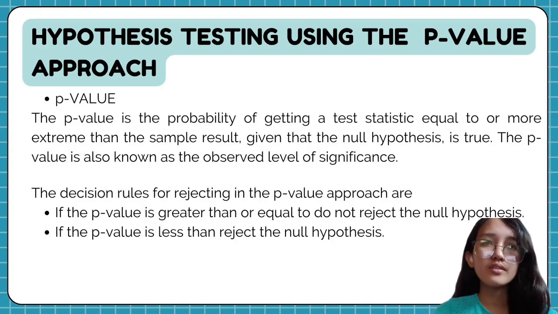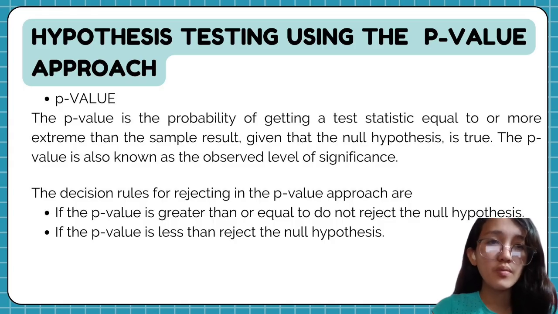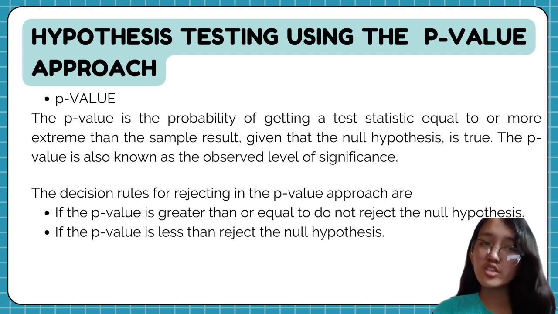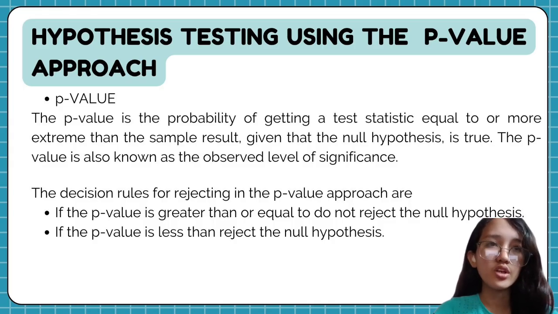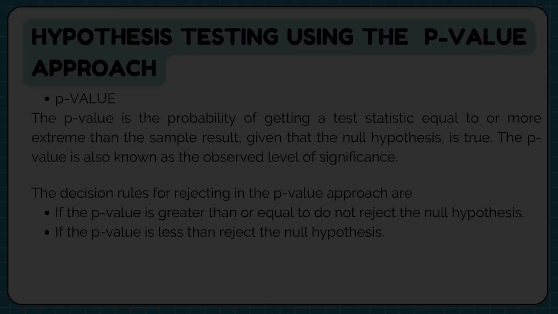If the p-value is higher or larger than 0.05, the result could easily happen just by chance. So we do not reject the null hypothesis. In short, a small p-value means there might be something going on worth paying attention to. A large p-value means the result isn't surprising enough to doubt the current situation.